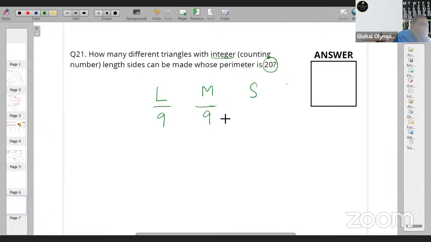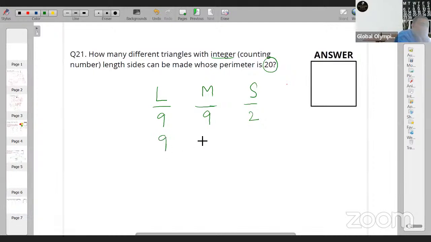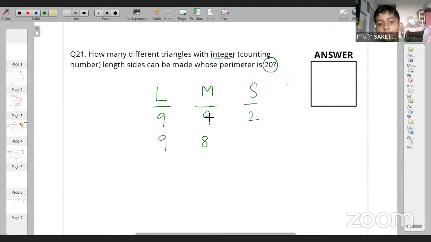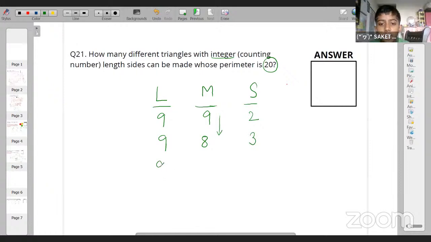So 9, 9, what is the balance we will put here? For perimeter 20, you have to put 2. Correct. Then we do a 9, 8, 3. We are doing a systematic listing. Notice that I'm going down by size, and then going up. So 9 7 4, 9 6 5.